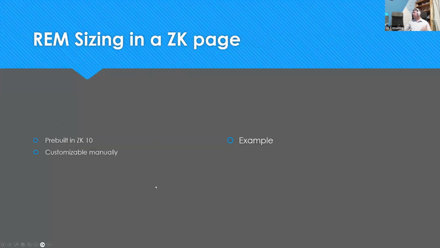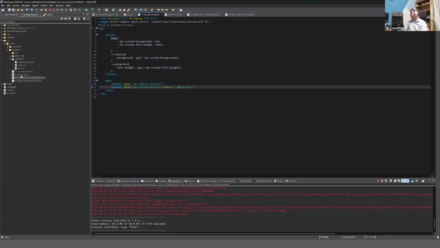All right. REM sizing in a ZK page. It's more of the same. If you've understood the concept already with the CSS variables, the REM sizing works on a very similar idea. Instead of resolving a size based on a CSS variable, we're going to resolve a size based on a function of the default size of the browser. So how does that look? It is pre-built in ZK10, and you can customize it. Let's go to just a code sample directly and have a look.